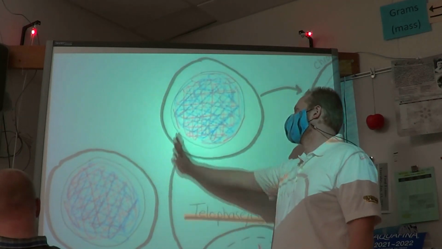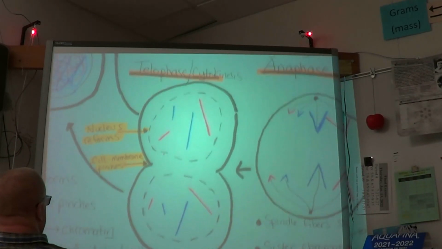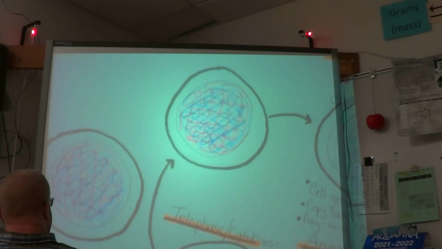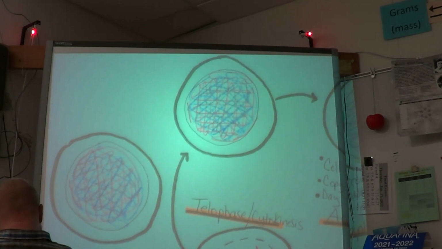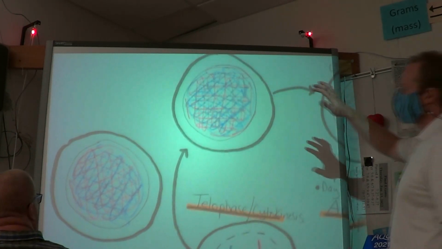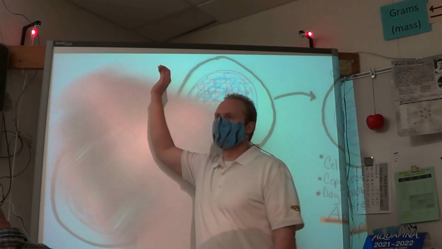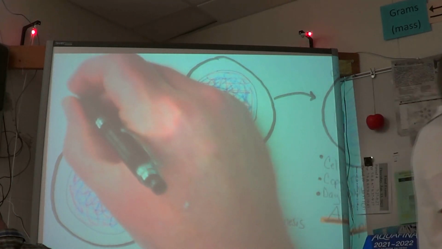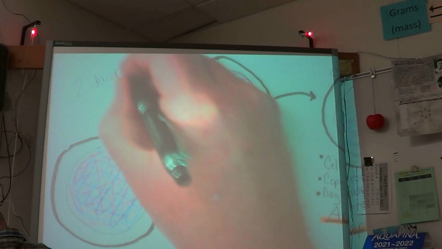So the top half goes up here, the bottom half goes over here, and what we end up with is two cells. Now, what do we refer to those cells as? We start with a parent cell and we end up with daughter cells. So this is a daughter cell and this is a daughter cell. We end up with two daughter cells. And what's true about those daughter cells? They're identical. They are genetically identical to one another.